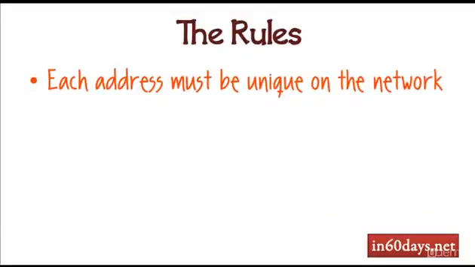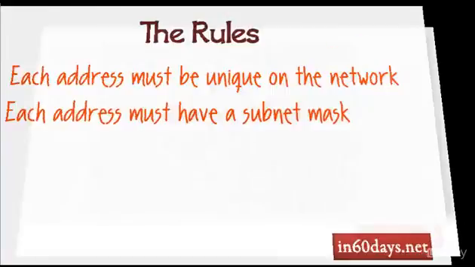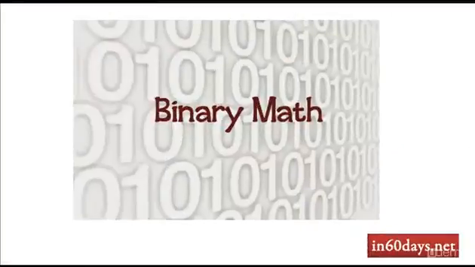The rules for network addressing is each address must be unique. It's pretty much like a house address. Each address must have its own street number and zip code, or if you're in the UK, a postcode. And each address must have a subnet mask, and we'll cover subnetting in another lecture.